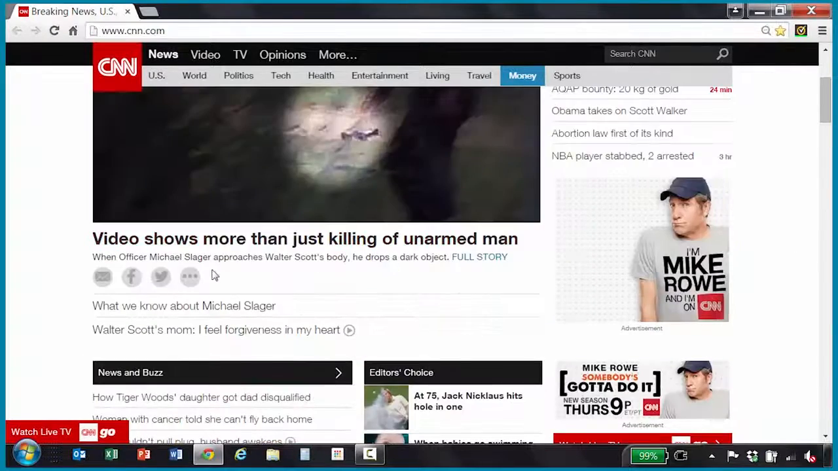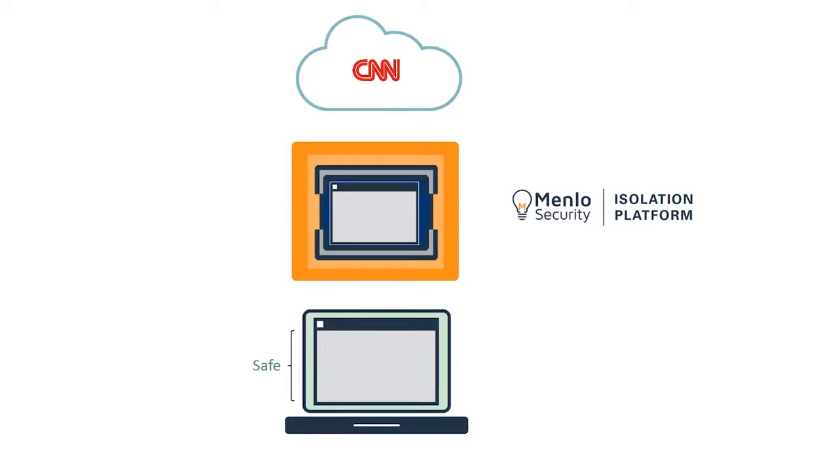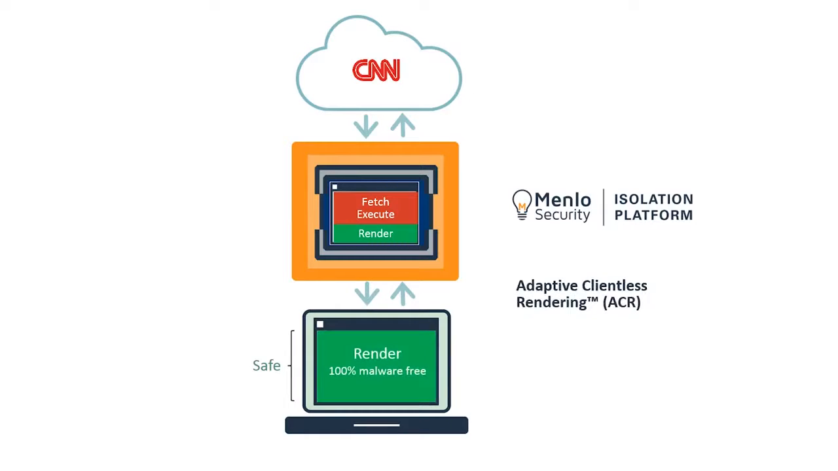Let me show you the exact same experience now going via the Menlo Security Isolation Platform. User traffic is proxied to the platform, which browses the web on the user's behalf. The user's web session is fully executed in the platform, fetching content, executing, and rendering, but only the rendering information is delivered to the user's browser, which could be any of the major browsers out there: Chrome, IE, Safari, or Firefox. Let's see what that looks like.